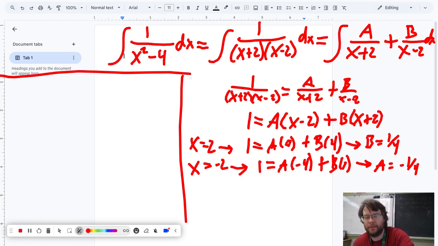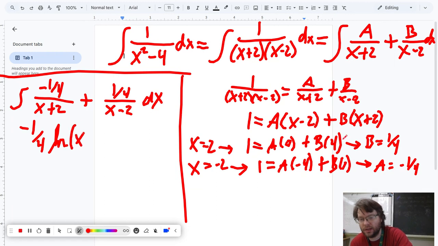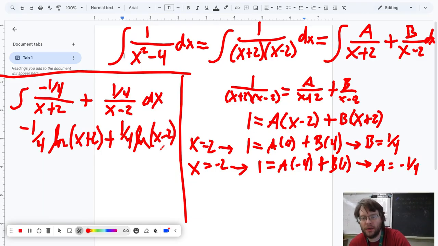All right, I'm going to come over here on the left side of the screen. Now I know that my original integral can be rewritten as the integral of negative 1/4 over x plus 2 and positive 1/4 over x minus 2 dx. And each of those are just those natural log situations that I was showing you earlier. Negative 1/4 natural log of x plus 2 and 1/4 natural log of x minus 2 plus c.